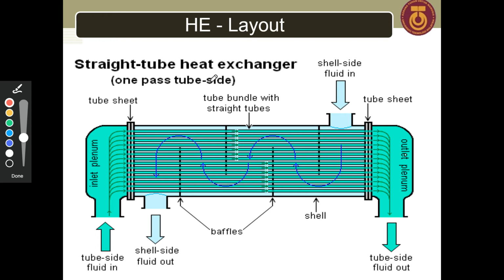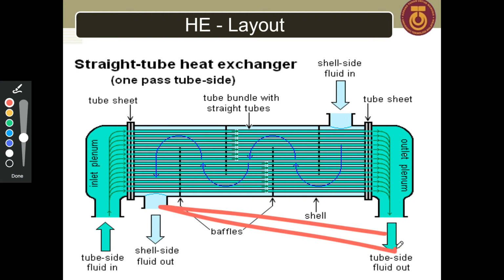And one pass tube side means the inlet for the tube is also in one direction. Only one pass. It goes here and goes to each tube, and comes out at another side of the tube. So these are the so-called one pass tube layout heat exchanger.